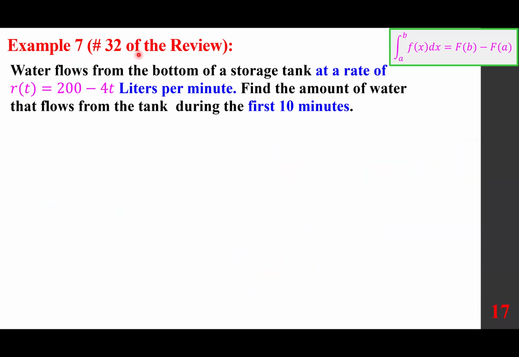Example 7, this is number 32 of the review. Water flows from the bottom of a storage tank at a rate of R of t equals 200 minus 4t liters per minute. Find the amount of water that flows from the tank during the first 10 minutes.